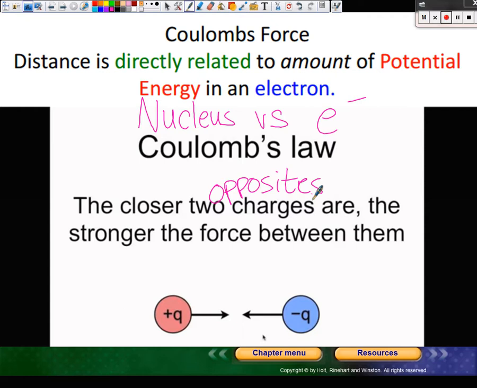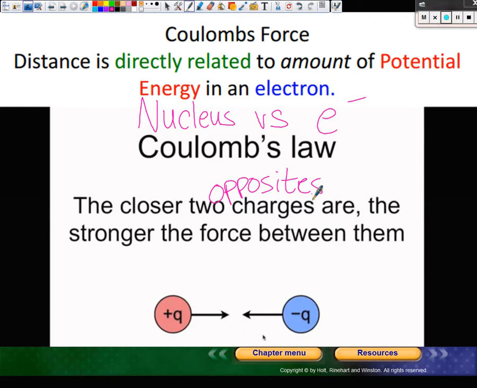The closer 2 magnets get, what do you notice about the attraction between them? The stronger it is. But what happens if you flip one of those magnets over? What does it start doing? It starts pushing harder and harder, and you can't get them to touch. They kind of start sliding past each other, right? Okay. So the key here is the closer 2 opposite charges are, the stronger the force between them.